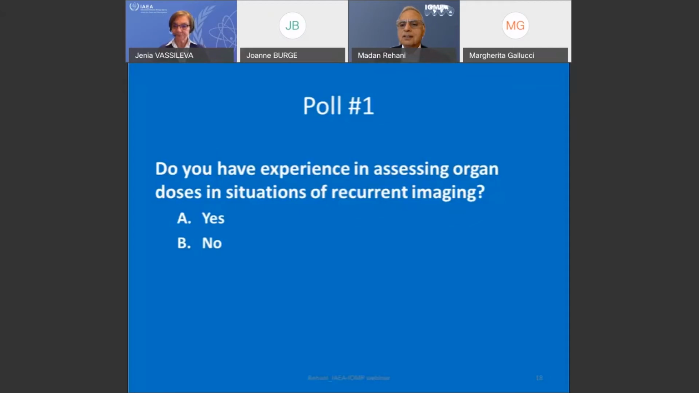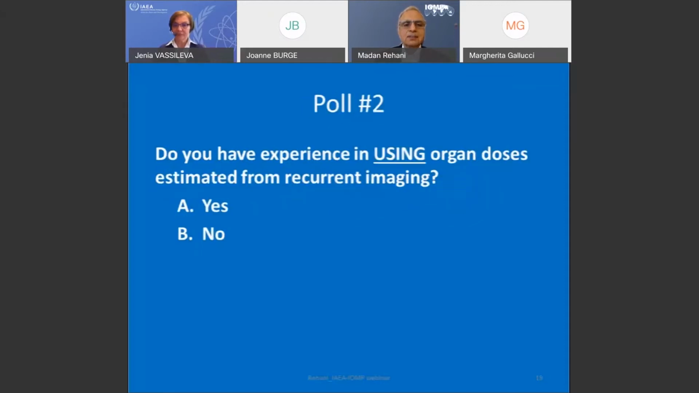So 19% yes, 52% no, and no answer by 30%. So let's go to the second question now. Do you have experience in using organ doses? Some people said that they have experience, so let us say 19 people. So where have they used it? If I go to my physician, let me first have the answer and then I will say. Do you have experience of using organ doses estimated from recurrent imaging?